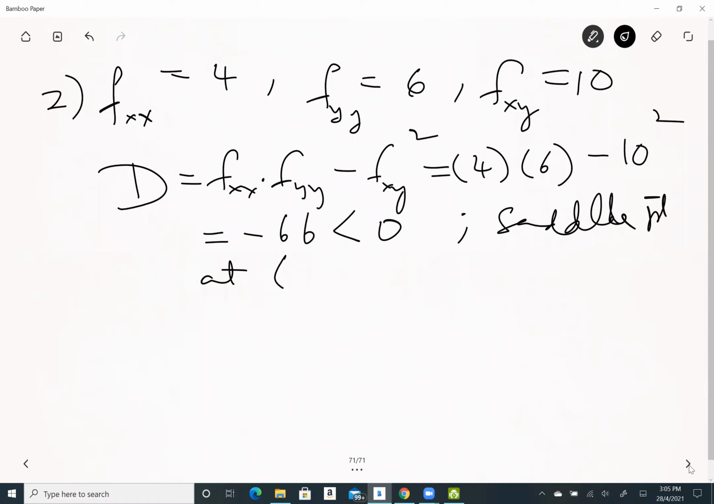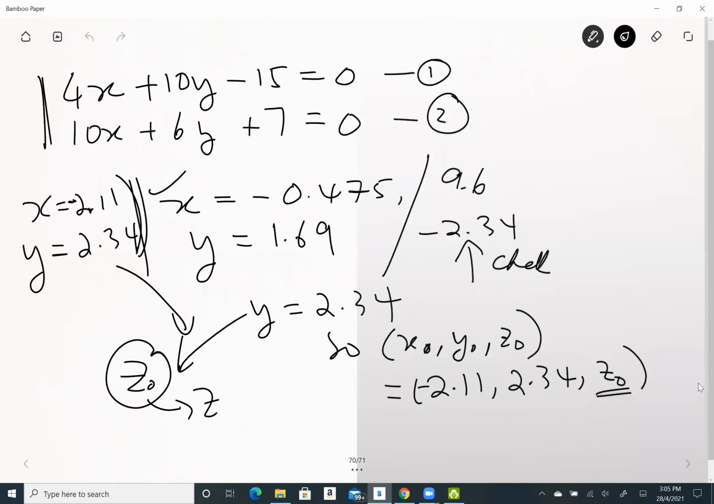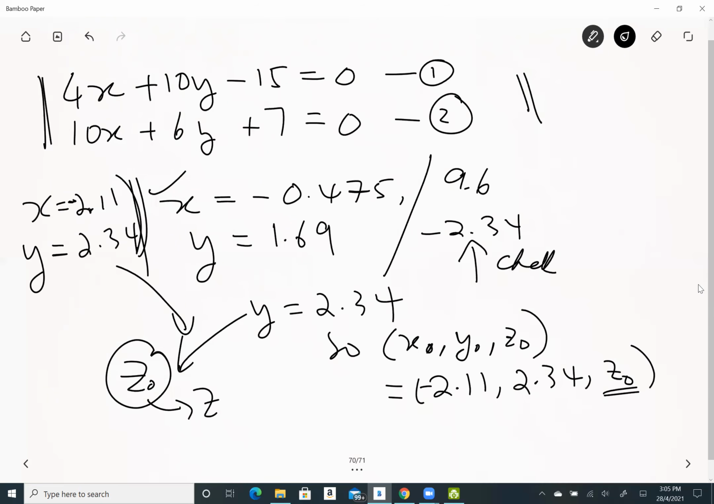x0, y0, z0, equal to whatever you get. Now we still have a saddle point. Of course, the conclusion is not very good, but we did the system to determine the critical point. So what this example is telling us is that sometimes more work is done on the finding of the critical point.